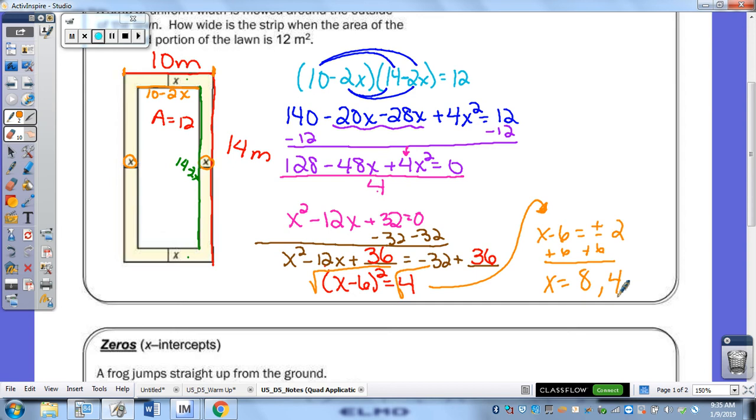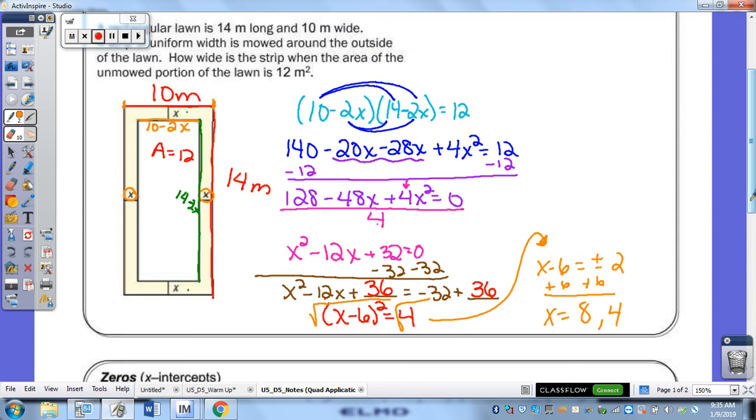So now what you always have to remember with your word problems is you have to check to see if your answers make sense. So if I go back to my rectangle over here, my side that was 10 minus 2x, if I plug 8 in for my x, that would give me 10 minus 16. Can I have a side that's negative 6? No. So that 8's not going to make sense. I can't keep the 8. That's going to get rejected. So our answer would be the 4. So the strip is 4 meters wide.